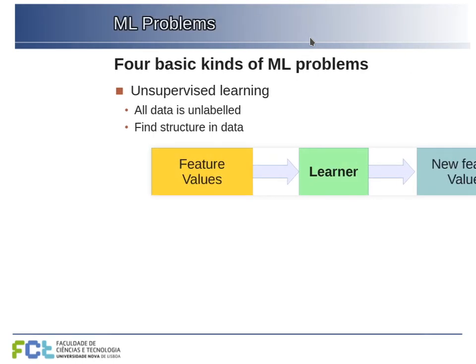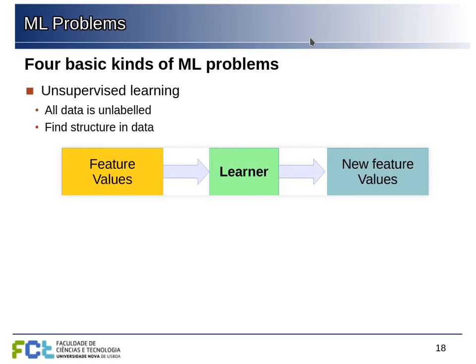Okay, so let's look at some machine learning types of problems. One that we're going to look at in future lectures is unsupervised learning, and the idea here is basically to try to find some structure in the data. We have the feature values, which is what we can observe in the examples, in the data, now and eventually in the future, but we are going to present those to the learner in order to obtain new feature values, new features that help us understand the data better.